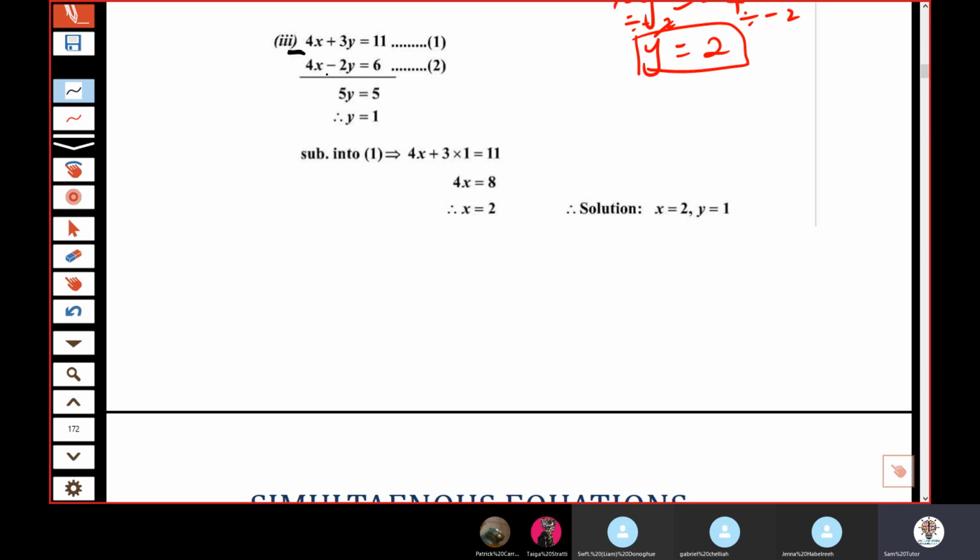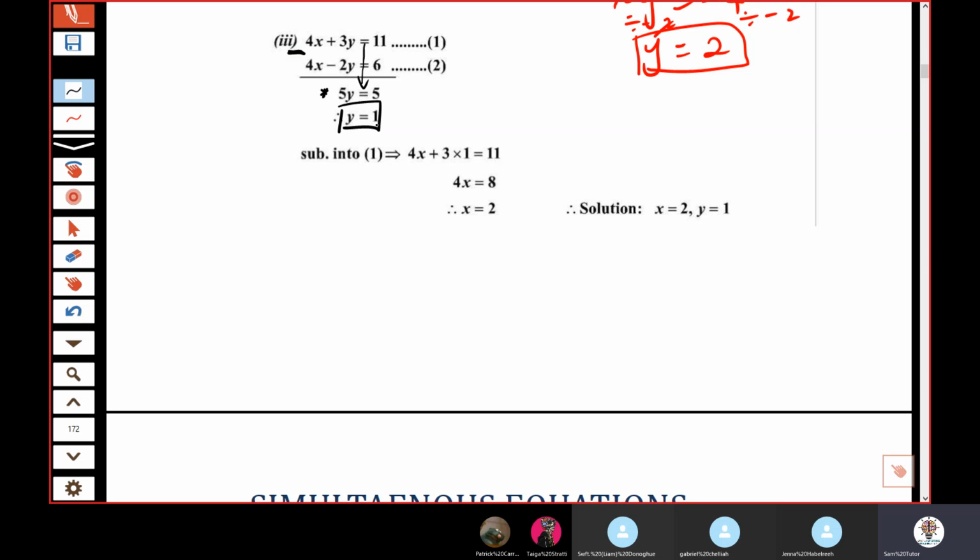What's 3y take away negative 2? Well, 3 plus 2, that becomes a plus, becomes 5y. Equals. Keep it all in line. You can see that? Everything's in line. 11 take away 6 is 5. Now you've got this little equation here. How do I solve for y? Divide by 5. So therefore y equals 1.